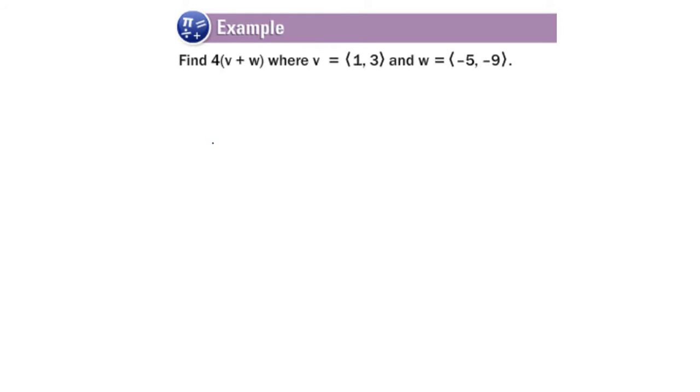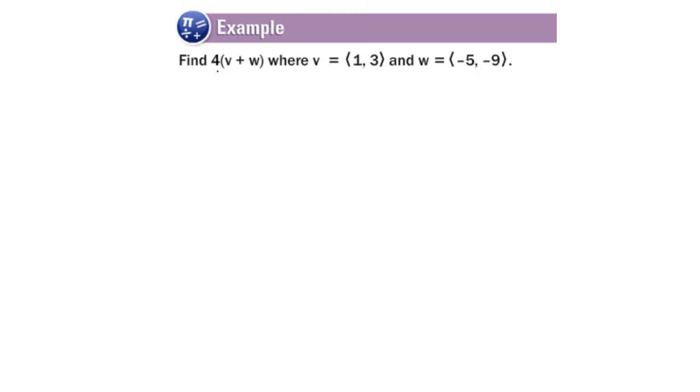Alright, let's look at another example with some scalar multiplication of vectors. This time we've got two vectors, vector v, vector w. Remember, this is component form, which simply describes the horizontal component first and then the vertical. This would be the equivalent of i plus 3j, negative 5i minus 9j. So just a different way to write it.